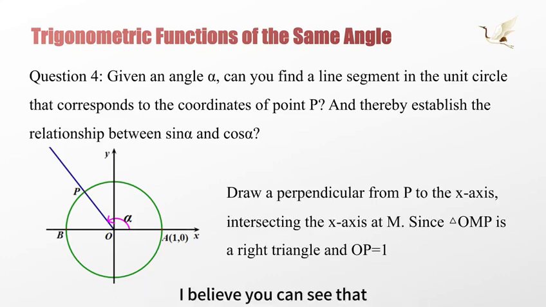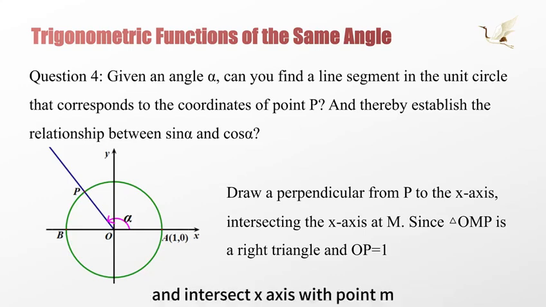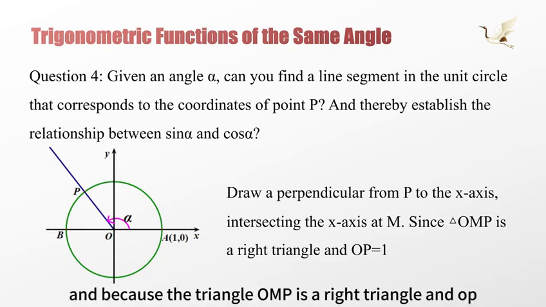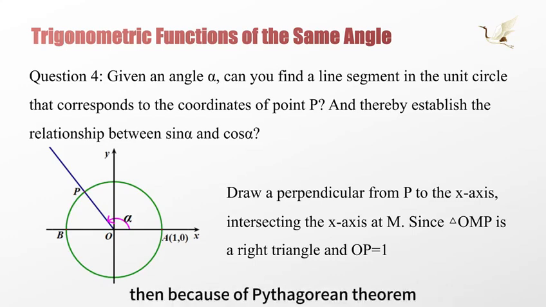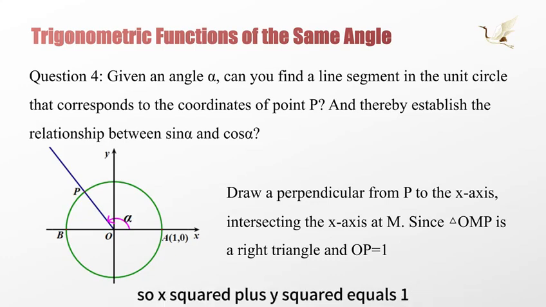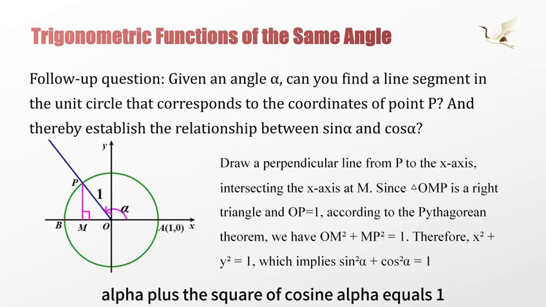I believe you can see that we draw a perpendicular line to the x-axis through point P, intersecting the x-axis at point M. At this time, the absolute value of x is equal to the length of line segment OM, and the absolute value of y is equal to the length of line segment PM. Because triangle OMP is a right triangle, and OP is equal to 1, by the Pythagorean theorem, the square of OM plus the square of MP is equal to 1. So x squared plus y squared equals 1. According to the definition, the square of sine alpha plus the square of cosine alpha equals 1.